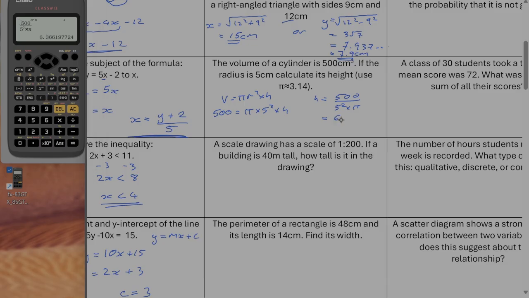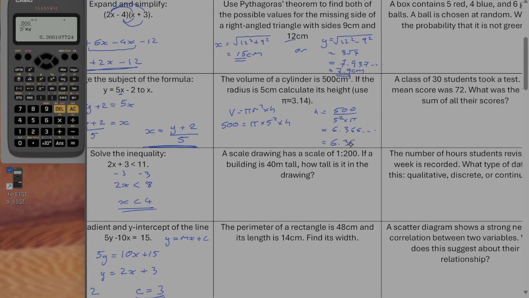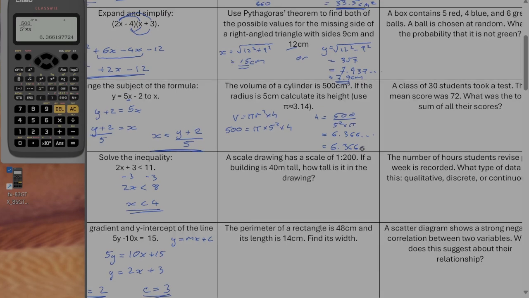So 6.366 dot dot dot. So I'm going to say 6.366. The reason I've gone that accurate is, I always like to go either one significant figure more than the question or one decimal place more, and I'm arguing to myself that that's to 3 significant figures, so I've gone to 4 significant figures.